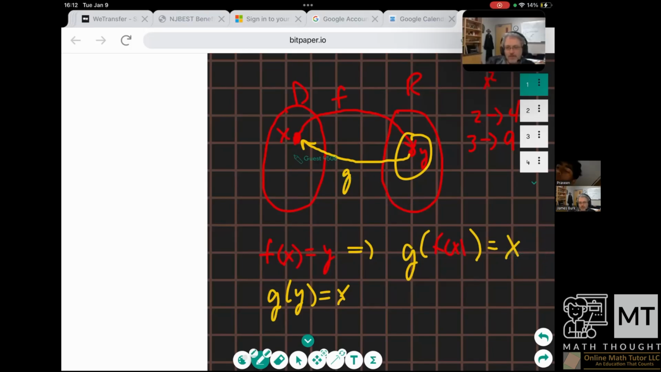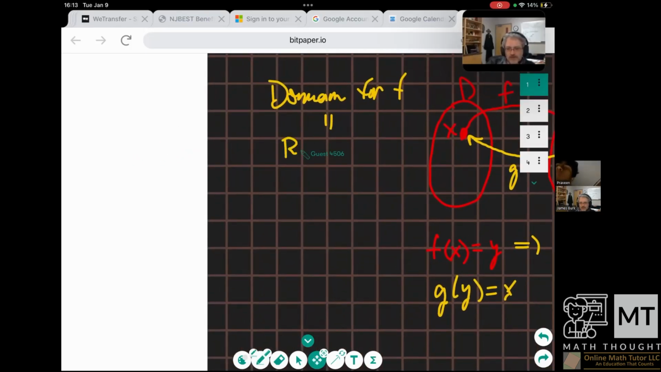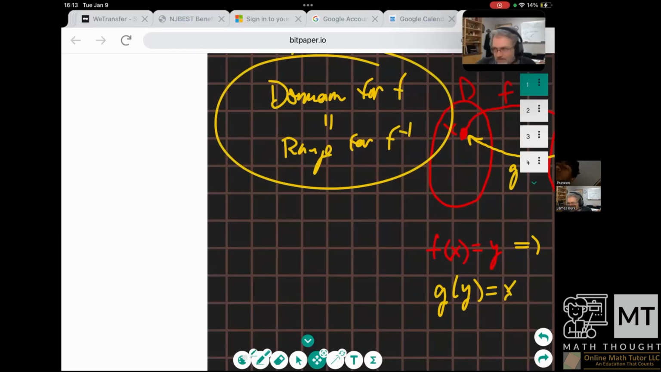Okay. And this right here also highlights why you switch x's and y's to find the inverse function. Because when you look at your domain for f, that's exactly the same as your range for the inverse. Now, that's a fact that's pretty obvious when you really think about it, but it has deep ramifications behind it. The domain for the original function is the range for the inverse. Right.